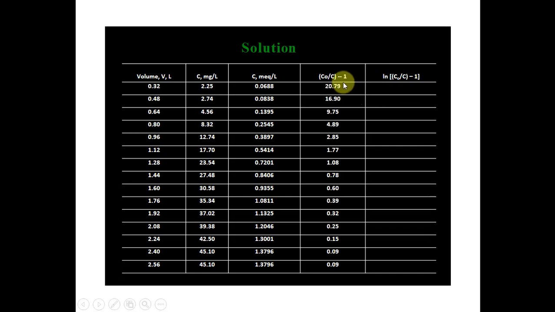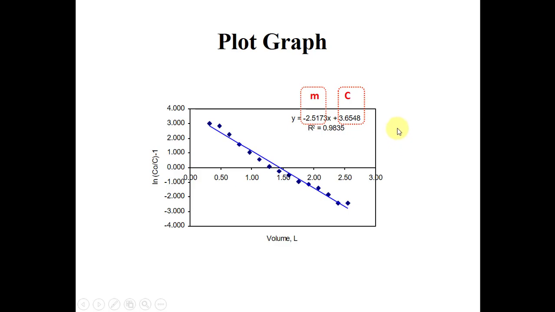Okay, so we will have this one, and finally we can take the ln of C naught over C minus 1 for each value, and we can calculate it, and we can get the answer, and we can go and plot V versus the ln of C naught over C minus 1. So this is the plot graph.